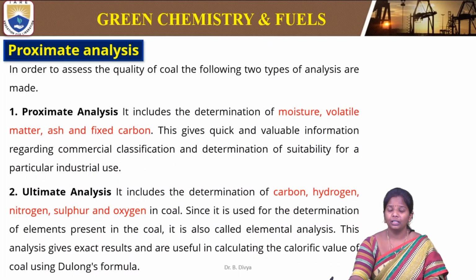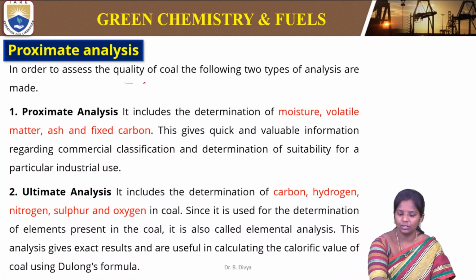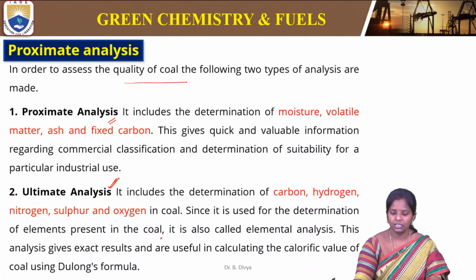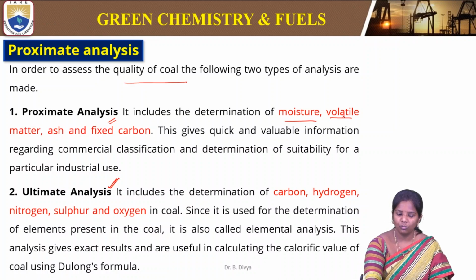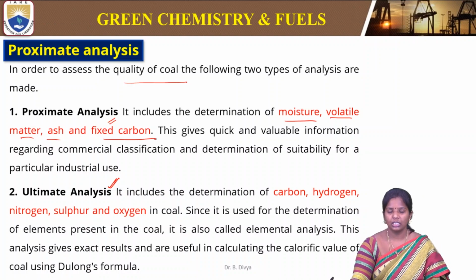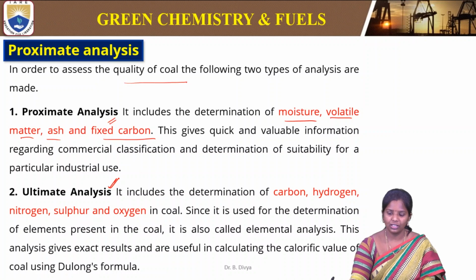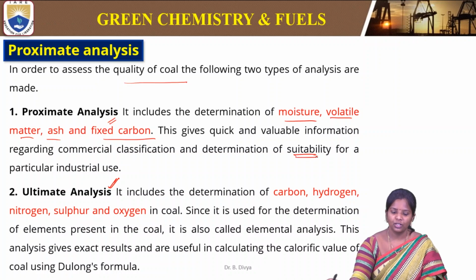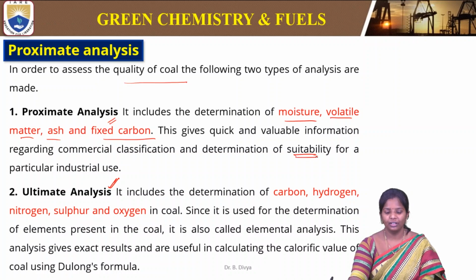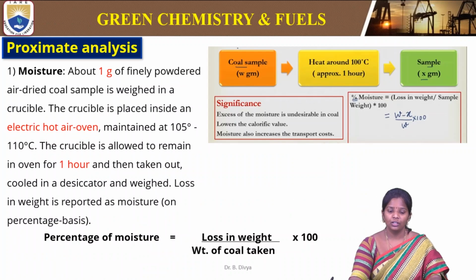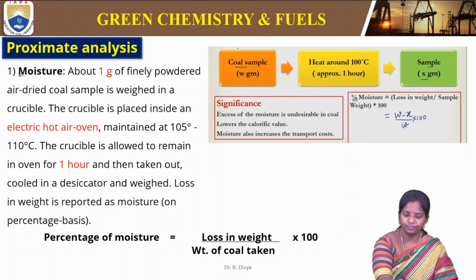So coming to the main important one, proximate analysis. In order to assess coal, there are two types, proximate and ultimate. Proximate analysis determines the moisture, volatile matter, ash and fixed carbon. This is very important in giving the information for classification and suitability for any application. So the first one is the moisture.